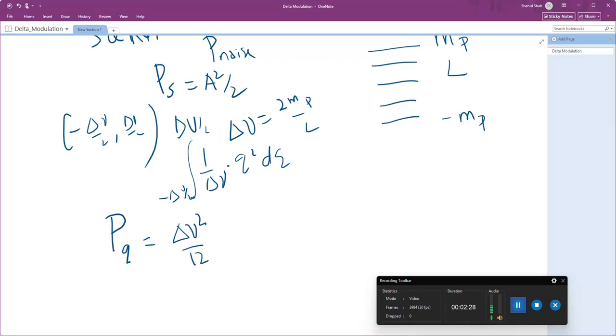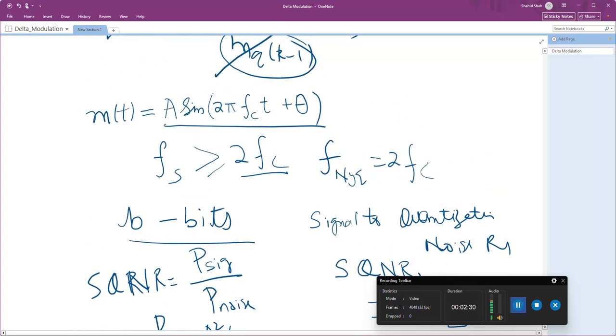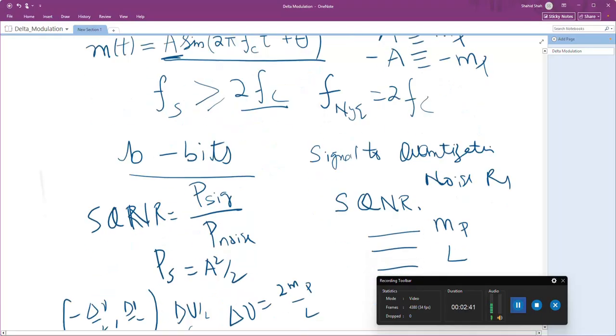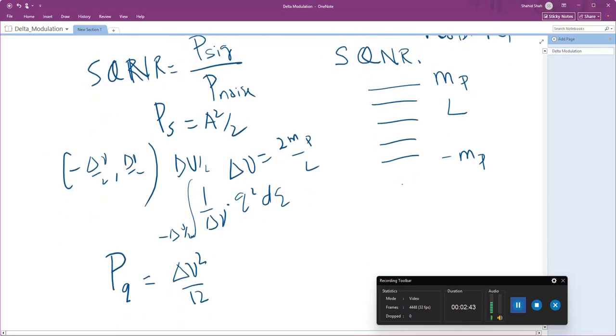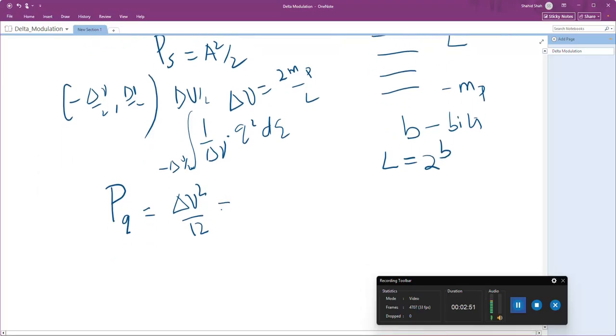Now in the given problem, what is the maximum amplitude we can have? A. What is the minimum? We can have minus A. So this A is our MP, and this minus A is minus MP. Fine. And since we need each level to map to b bits, L will be equal to 2 to the power b.